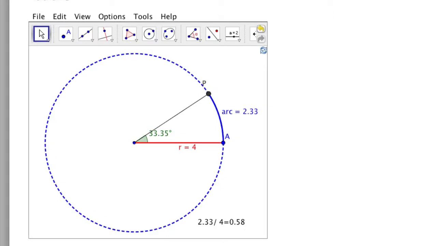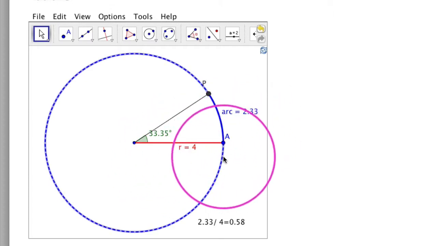I've got another diagram that I can pull up here. This is a little applet that I got off GeoGebra. Taking a look at this, we have some central angle theta, which is listed in degrees here, and I'm giving the arc length around the outside. The arc length here is about 2.33 units, and the radius is of length 4.